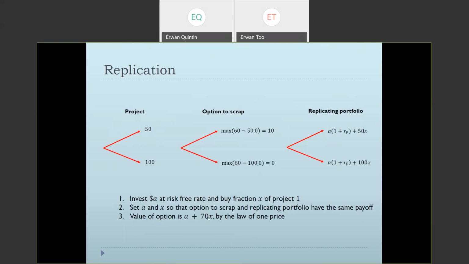So implicitly, this 70 must embed at least one piece of information about this probability distribution. But the two probabilities have to sum up to 1. Correct? This and this have to sum up to 1. So if I have one piece of information, I should be able to back out the one number. This is one equation in one unknown, is another quick way to say this.